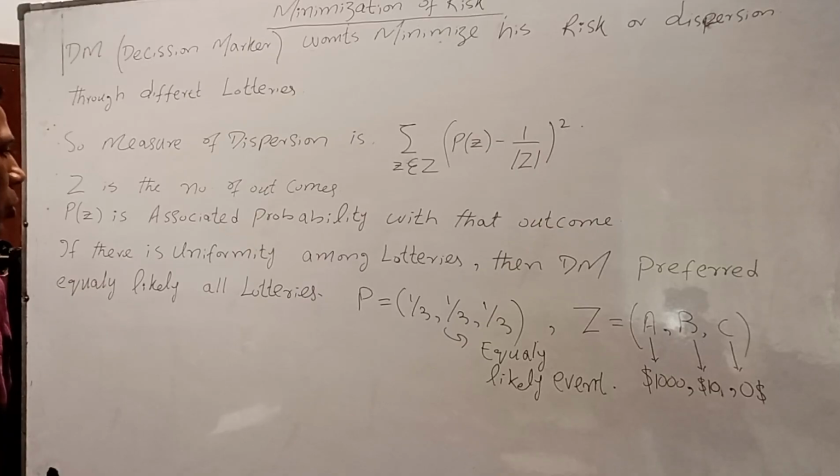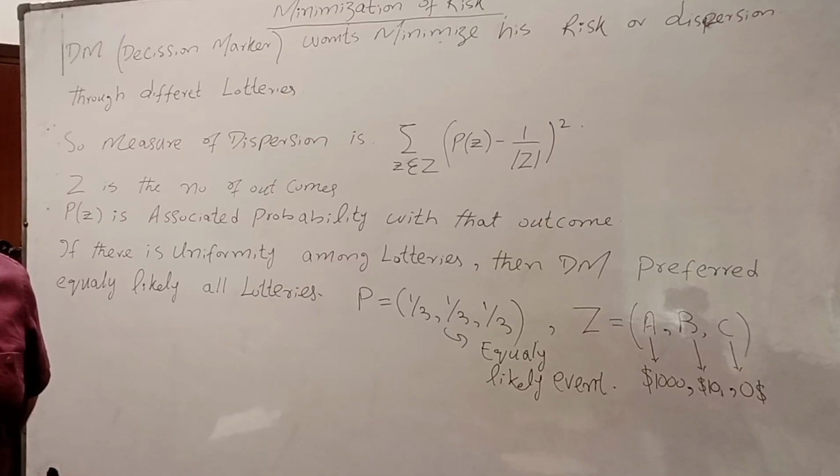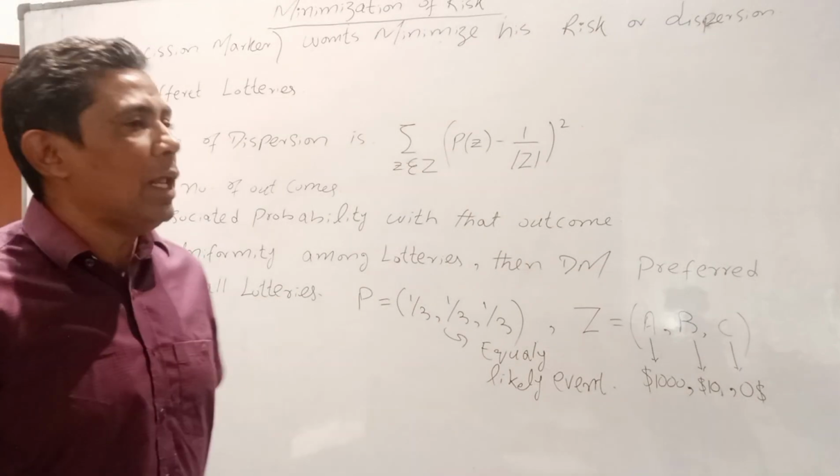Okay, so what is the dispersion in that case? When you have equally likely events, your dispersion will be zero and you will have no risk.